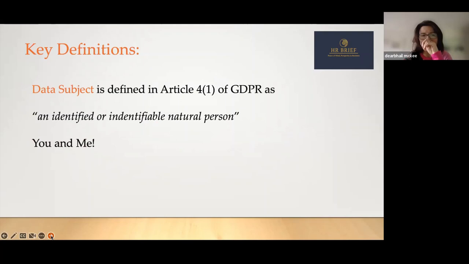So let's just make sure that we all know a little bit of the terminology. The first thing is a data subject. When you read documentation about GDPR, you'll hear the data subject. The data subject is the person that is identified by the data. So that's you or me. It can be as simple as my email address, for instance, mary@hrbrief.ie. What does that tell you? It tells you that Mary works at the HR Brief, that's a company. The .ie tells you it's in Ireland and that it's an email address. So that is identifiable information.